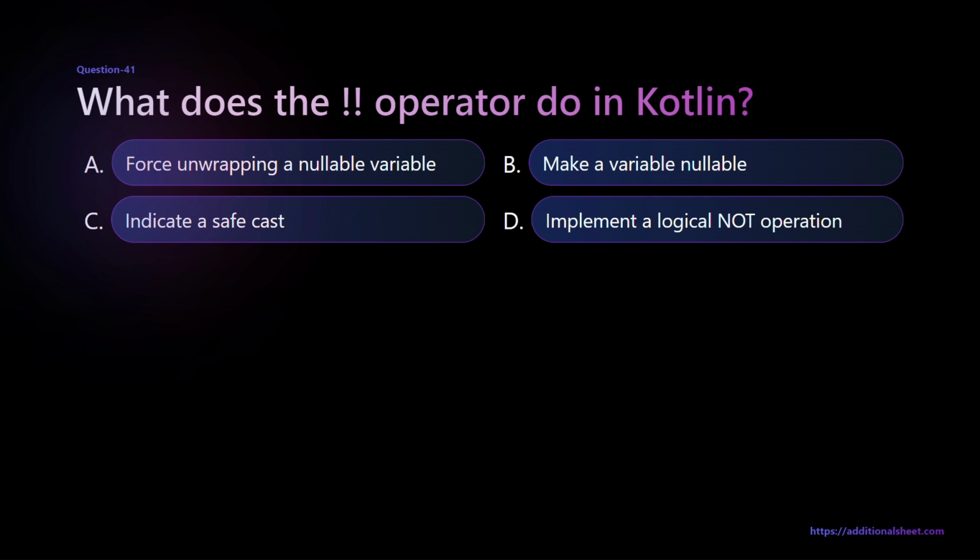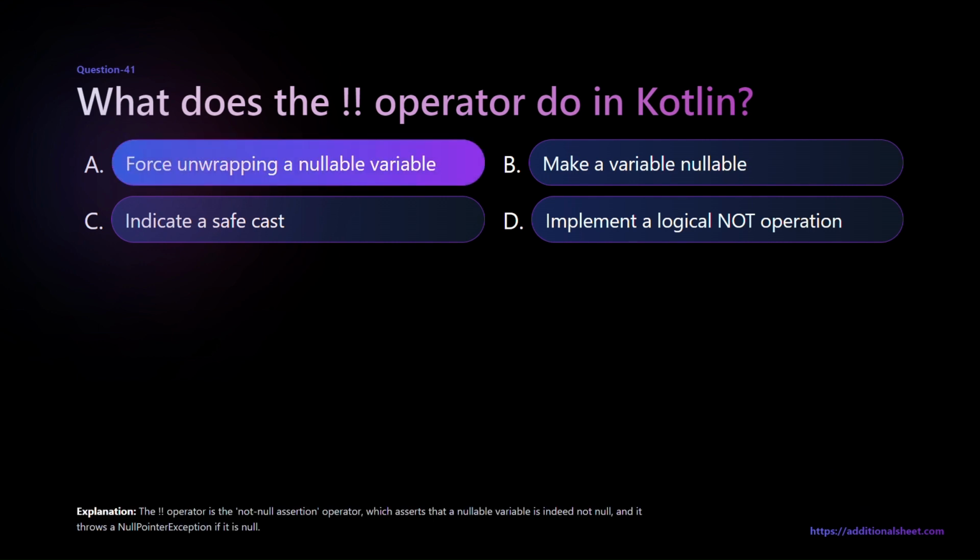What does the !! operator do in Kotlin? Option A, force unwrapping a nullable variable. Option B, make a variable nullable. Option C, indicate a safe cast. Option D, implement a logical NOT operation. The correct answer is option A, force unwrapping a nullable variable.